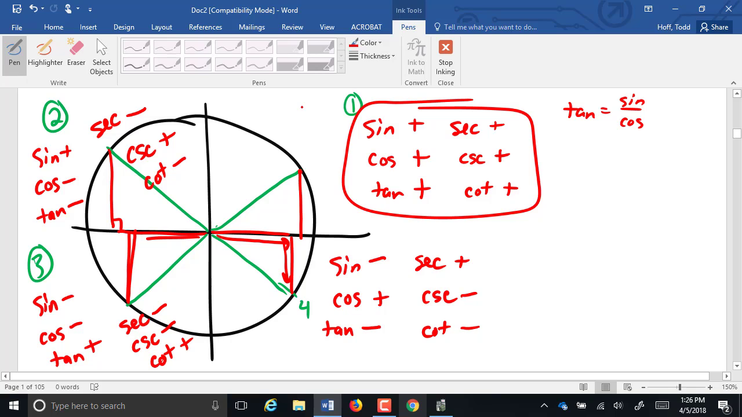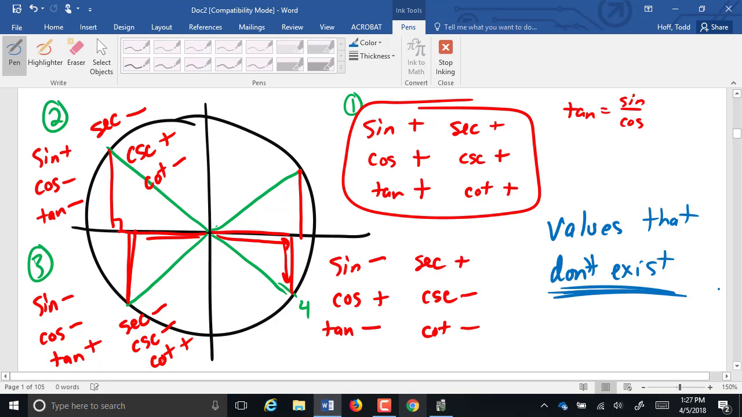There is no section where all of them are negative, though, by the way. There are certain values that don't exist. For example, the tangent.